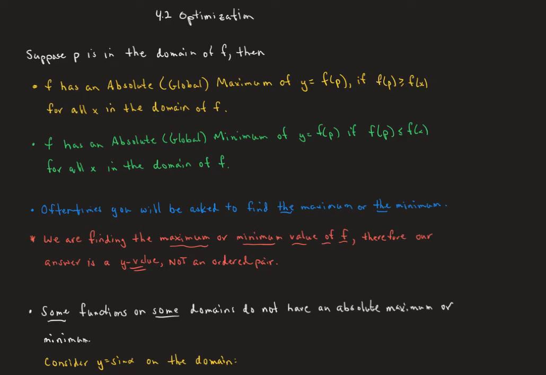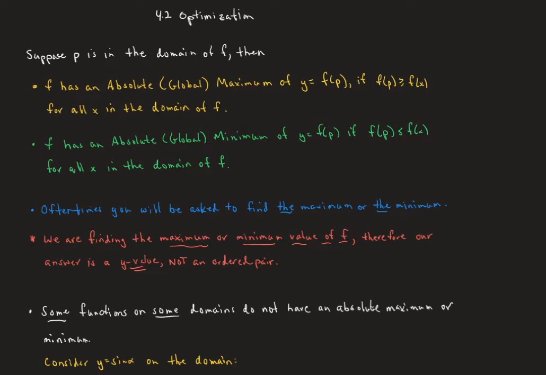Going to talk about section 4.2, optimization. So suppose that P is in the domain of F, so this is an X value. Then we say F has an absolute maximum, or sometimes some books call it a global maximum, if Y equals F of P, if F of P is greater than or equal to F of X for all X in the domain of F. That is, that Y value is the largest Y value on the domain, then we call it an absolute maximum.